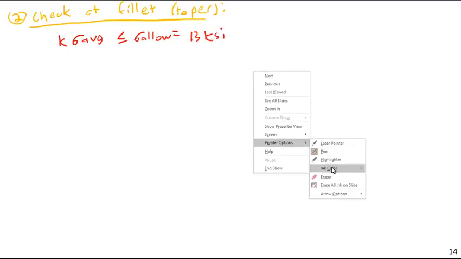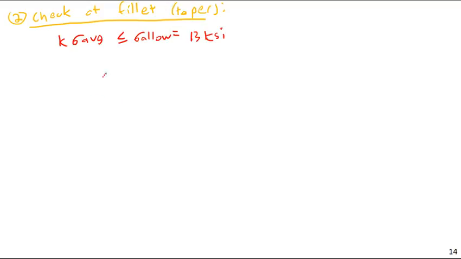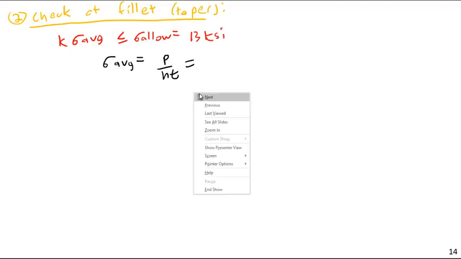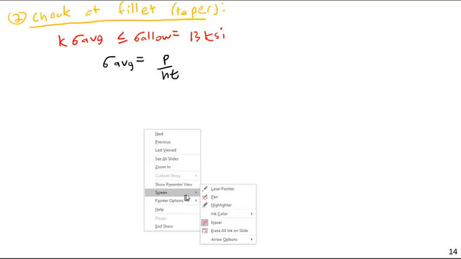And our sigma average is going to be based upon our thinner section. In other words, I'm going to use the average stress of this cross section, not the average stress of this cross section. So here, sigma average is equal to P over HT. That's just the sigma average at the neck.